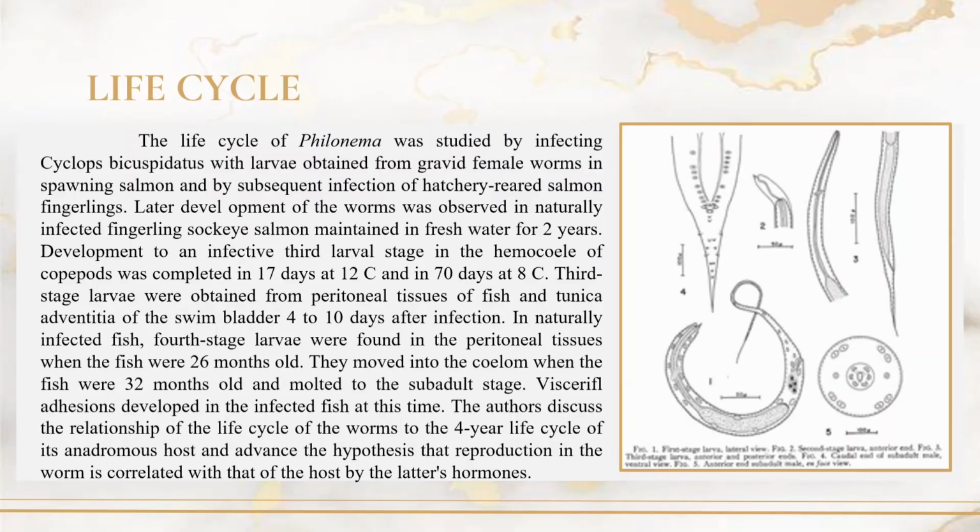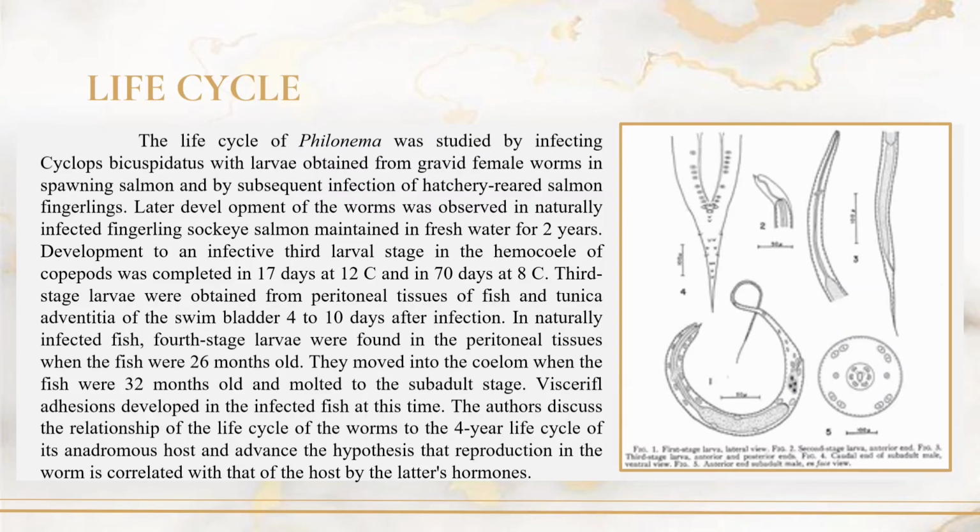The next is about the life cycle. The life cycle of Philonema was studied by infecting Cyclops, with larvae obtained from gravid female worms in spawning salmon, and by subsequent infection of hatchery-reared salmon fingerlings. Development to an infective third larval stage in the hemocoel of the copepod was complete in 17 days at 12C and in 70 days at 8C.